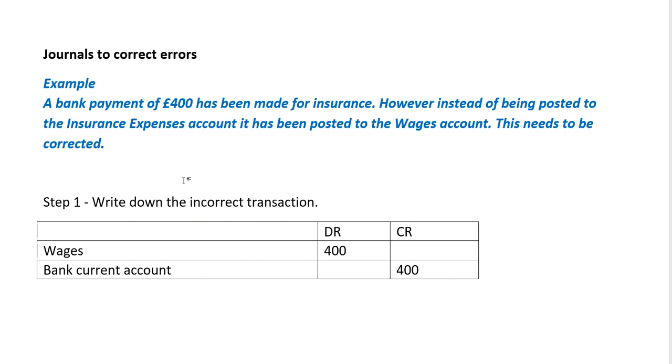So we were told that bank payment, in other words, the money has come out of the bank current account, so the bank current account has been credited, it's gone down, has been made for insurance, but it's inadvertently been posted to wages, so it's gone into wages in error. So wages is an expense account, which is a debit account, so we have debited the wages account and credited the bank current account. So that's the situation in our accounts at present, and that's what we need to rectify.